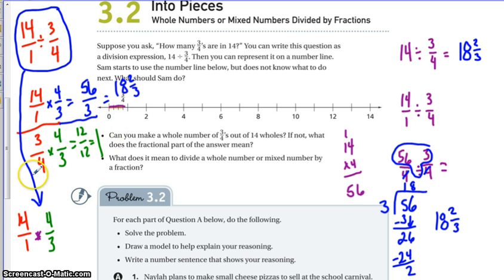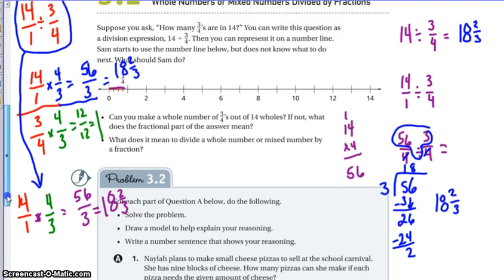This stuff right here got rid of that denominator, so all I need to worry about right now is the numerators, which were these two fractions. And so 14 times 4 equals 56. 1 times 3 equals 3. And then we reduce it down to 18 2/3.